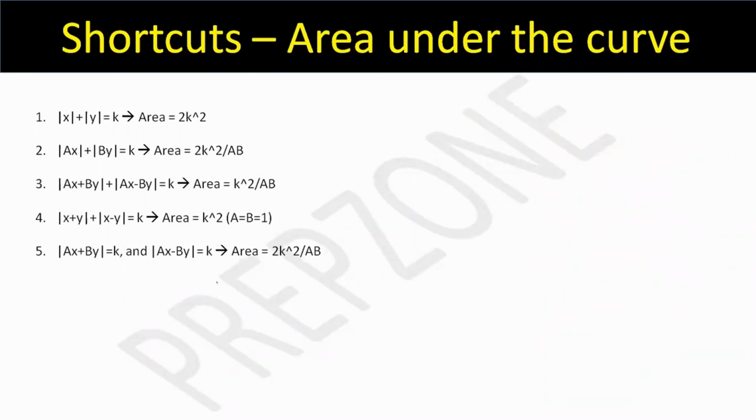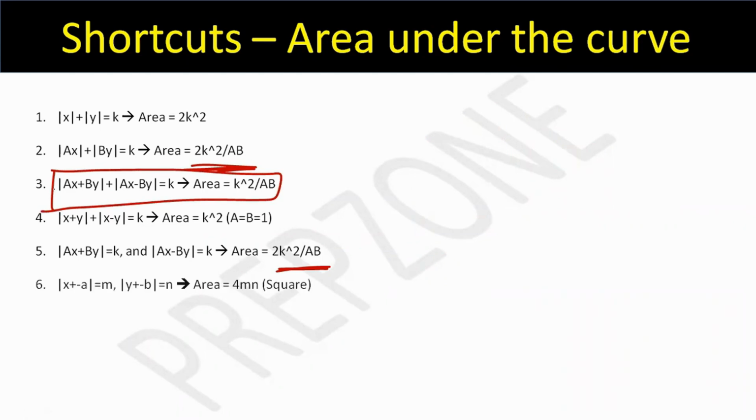Next graph. Mod of ax plus by equals to k and mod of ax minus by equals to k. Doesn't matter what is the sign. Area will be 2k square by ab. So if you see, it is same, 2k square by ab. The only variation that comes is when you have mod of ax plus by plus mod of ax minus by, you don't have a factor of 2. So otherwise it will always be 2k square by ab.